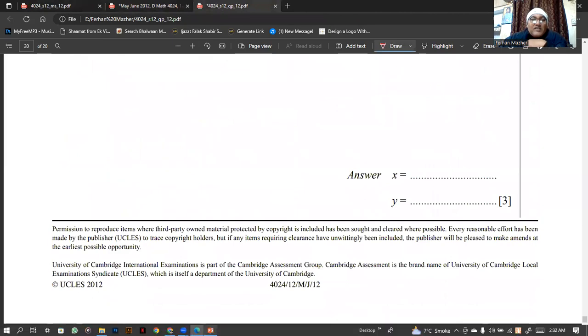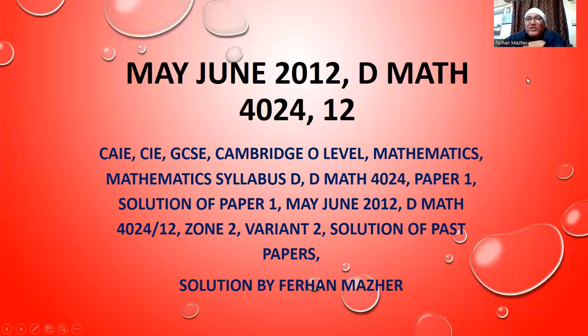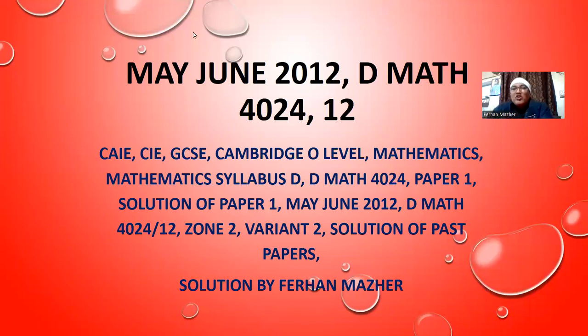So this paper is over. So my dear students, in this video, we have done the solution of the May-June 2012 Mathematics 4024 paper 1-2. The subject we are studying is Cambridge O-Levels Mathematics Syllabus D. And in this paper, there were 25 questions. We have done all of them. I have tried my best to write my work in a way that you can understand each and every step. And also, I have tried to describe how this is done.